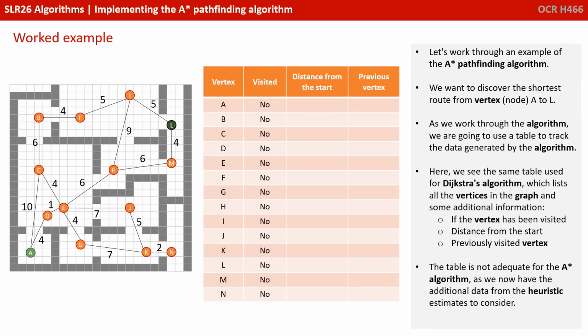So let's work through an example of the A-star pathfinding algorithm. We want to discover the shortest route from vertex, and of course we can refer to those as nodes, from A to L. As we work through the algorithm, we're going to use a table to track the data generated by the algorithm. Here we see the same table used for Dijkstra's algorithm, which lists all the vertices in the graph and some additional information: if the vertex has been visited, the distance from the start, and any previous visited vertexes. But this table is not adequate for the A-star algorithm, as we now have the additional data from the heuristic estimates to consider.